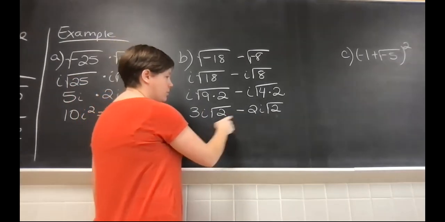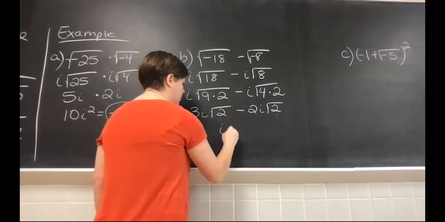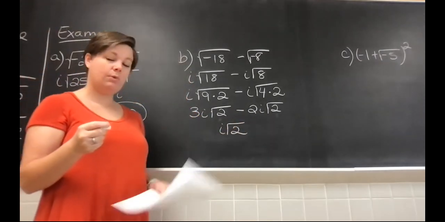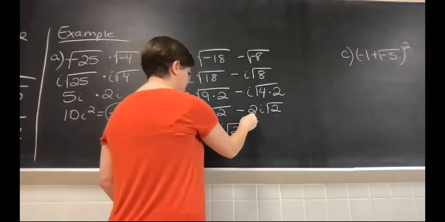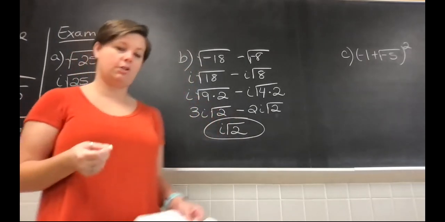or you can't add and subtract them. So we have square root of 2 here and square root of 2 here, so that means we can subtract them. That means we get i square root of 2. If they were not the same under there, then we would not have been able to take it any further. But they were the same, so we were good to go.